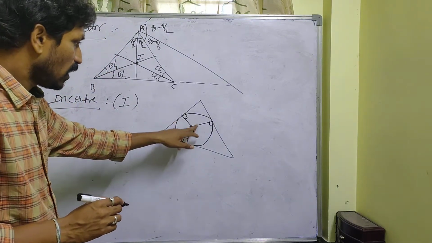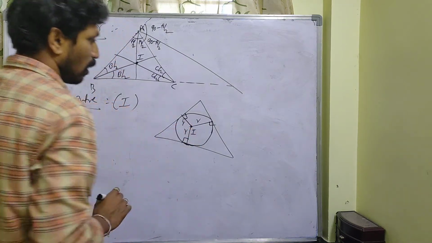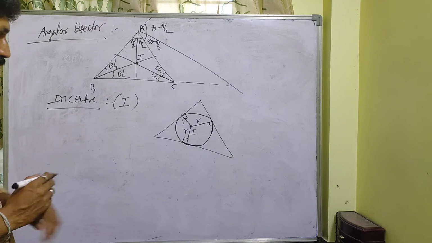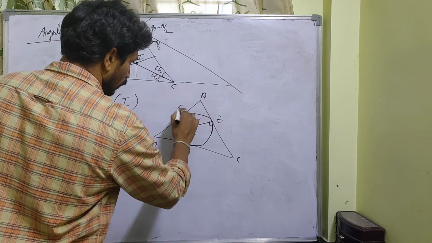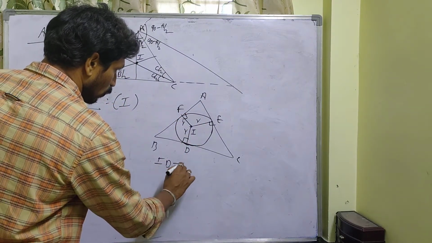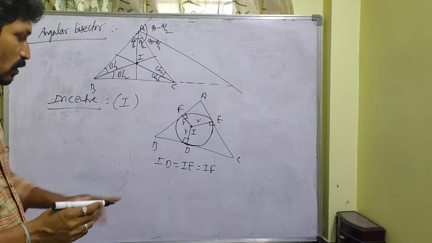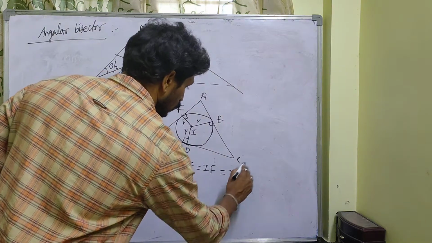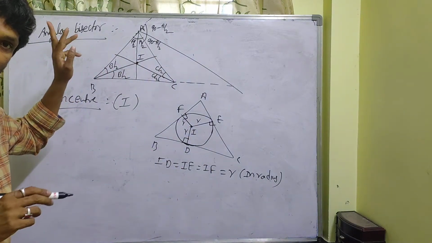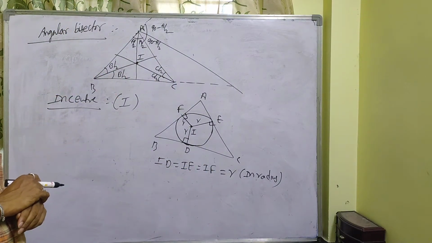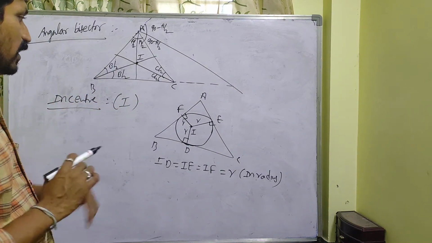Okay. So all these are equal. That is nothing but the inradius, denoted with small r. Let us take this as A, B, C, D, E, F. Then what can you say? ID is equal to IE is equal to IF is equal to small r. That is the inradius. Circumradius is denoted with capital R, inradius is denoted with small r. This is called the incenter, capital I.